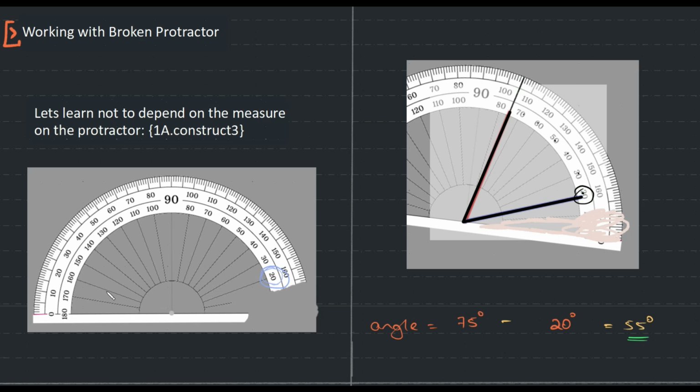Again, the same thing applies for the left hand side as well. If the opening is on the left hand side, something like this, here too, we can use that. Right? So that is how you measure an angle with a broken protractor.